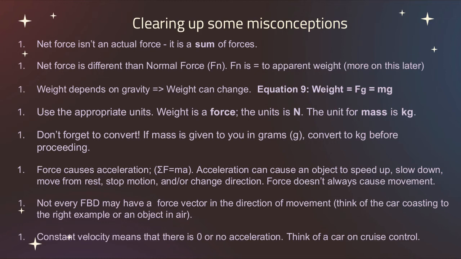And as I've said earlier, constant velocity means that there is zero or no acceleration. Again, don't get this confused. I think that constant velocity means you're not moving. No, you're moving at a constant speed. So go back to the cruise control example, 60 miles per hour. You are going to continue to go 60 miles per hour, and that is not having any kind of acceleration.